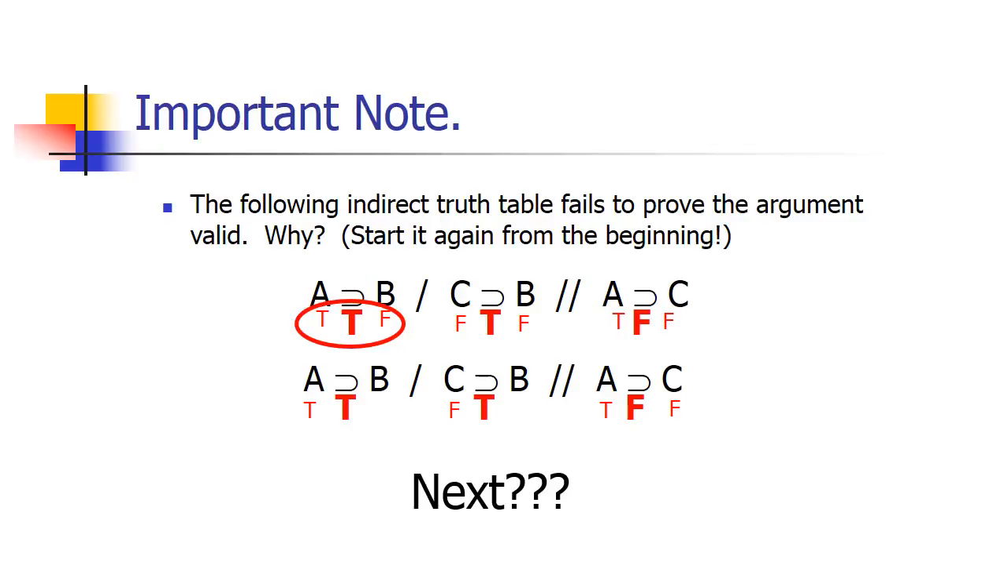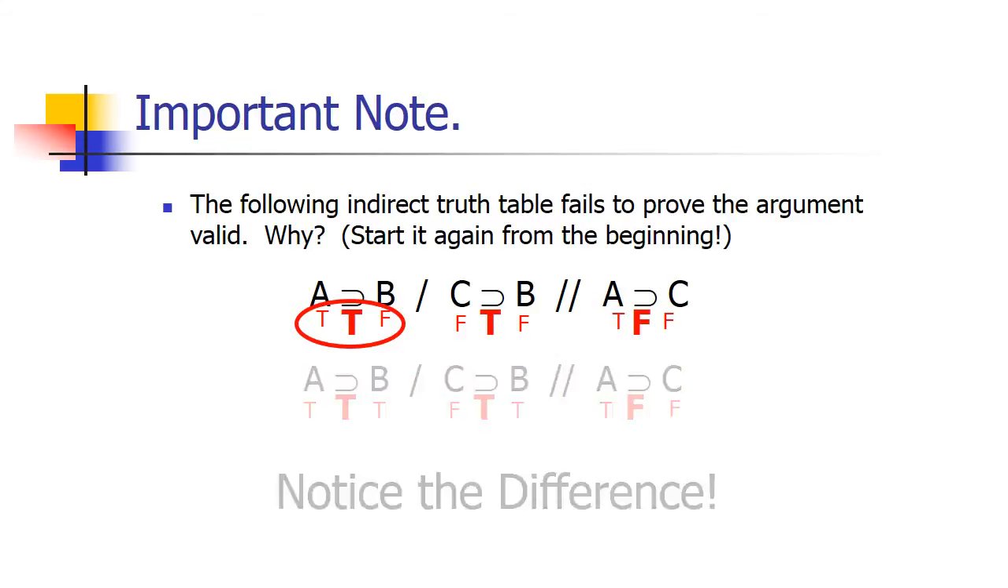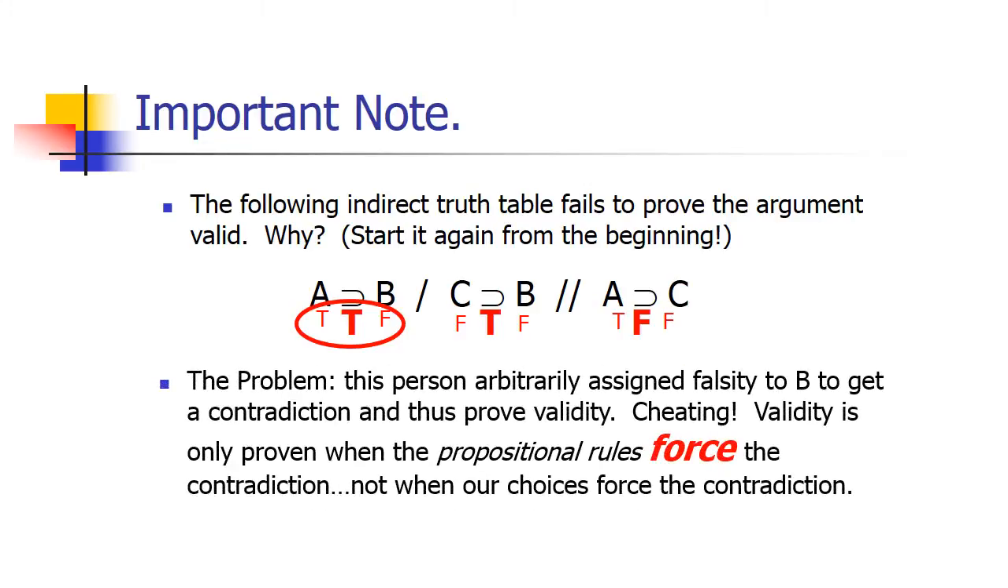Now what do we do? Now here's the big problem. We could put a T underneath the B, and then we get all truth, a perfectly consistent row. Here's where our two truth tables begin to deviate. In this example, there's a difference. The problem was that somewhere in this truth table that you're looking at right now, a person arbitrarily assigned falsity to a B to get a contradiction and thus to prove validity.